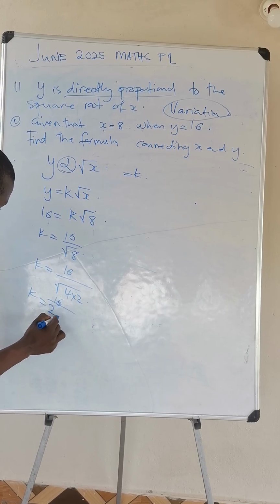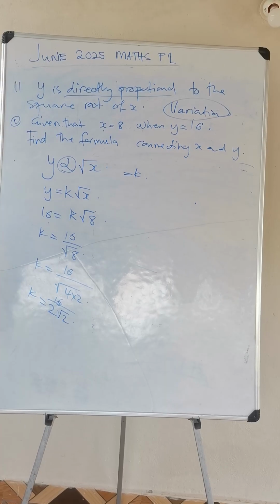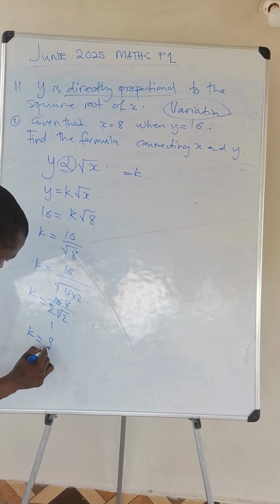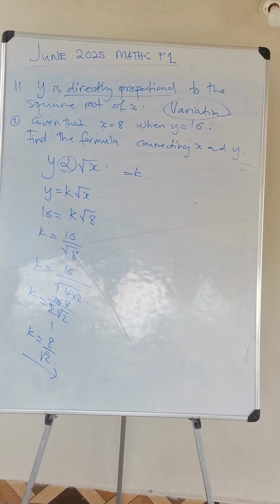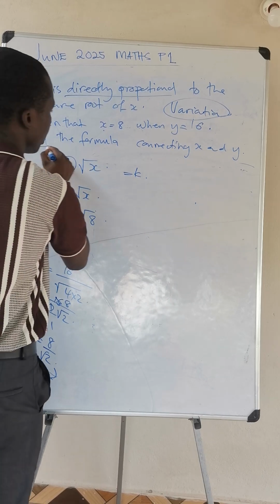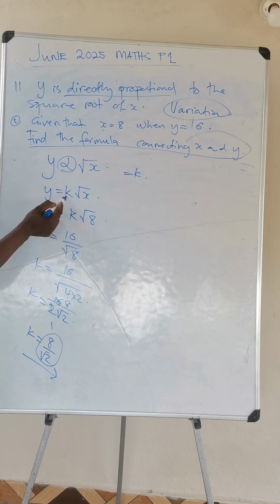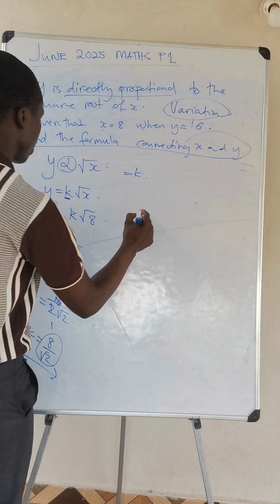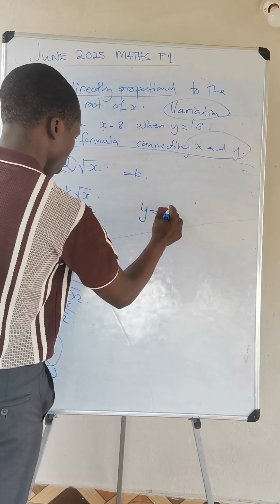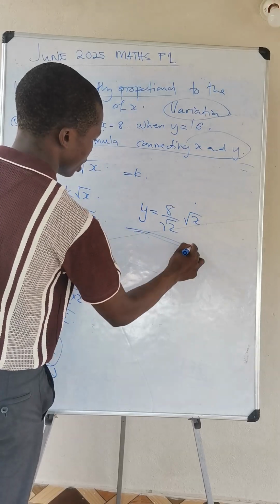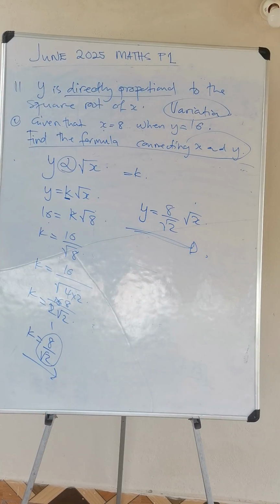Here it's 16. Here it's 2. Okay, so it becomes what? It becomes 2 here, 2 here, becomes 8. Therefore, k is equal to 8 over root 2. So this is the value of k. After that, we have to find the formula connecting x and y. Therefore, we have to take this value of k and replace here. Okay, so it becomes y is equal to 8 over root 2 root x. So this is the formula or the relationship of these two things.